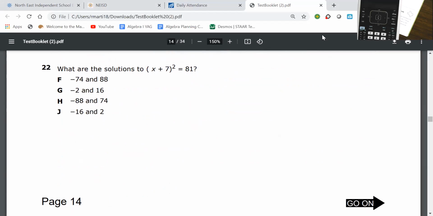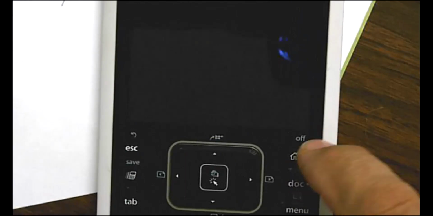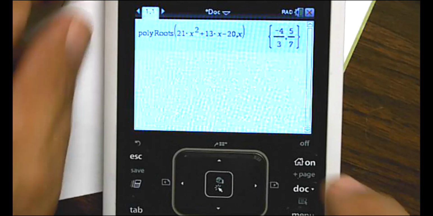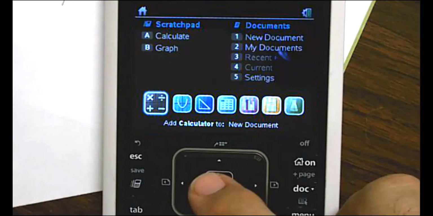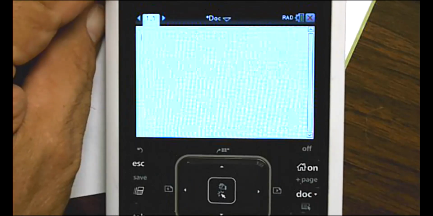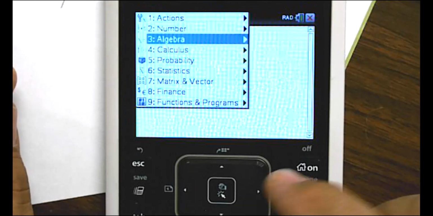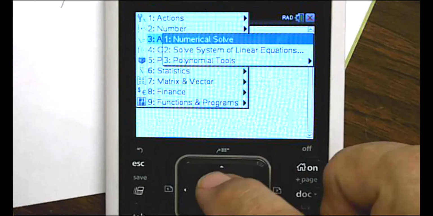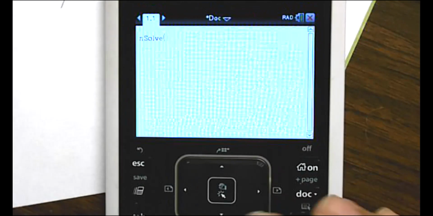If you put this in, x plus 7 squared equals 81, in your calculator, I'll show you under numerical solve. So basically, go into calculate mode. Hit the menu button and scroll down to algebra, over to numerical solve. And then remember, you enter the equation just as written.